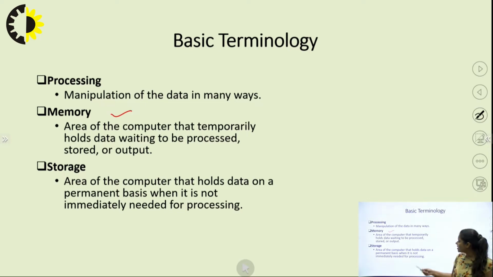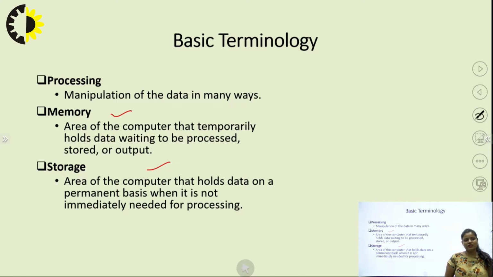So next, what is storage? Storage is the area of the computer that holds data on a permanent basis when it is not immediately needed for processing. This is basically the storage. I hope you have learned the basic terminology which I am going to use in this subject series. So you should be aware of the basic terminology.